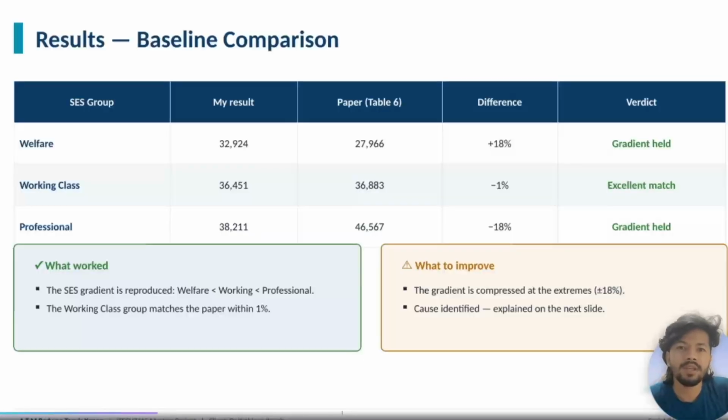Results: my cumulative type exposure at day 365 against the paper's. The social gradient is reproduced, welfare lowest, professional highest, and working class matches within 1%. The two extremes are off by about 18% in opposite directions. That has an identified cause.